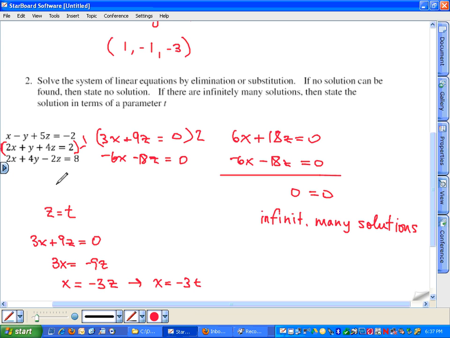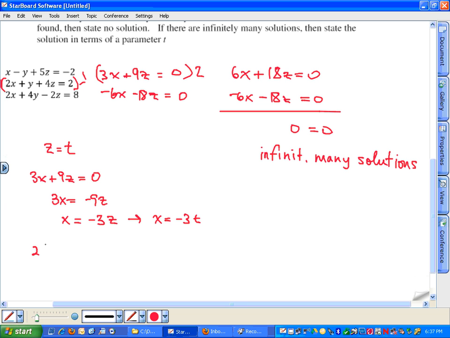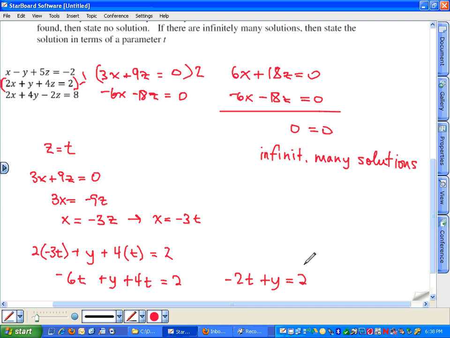Okay. Now we're going to go back up to one of these original equations. I'm going to choose the middle equation, but instead of the x and the z, we're going to make substitutions in terms of t. So this middle equation here is 2 times x, so that's 2 times negative 3t, plus y, plus 4 times z, and z is equal to t, and that equals 2. So this is negative 6t plus y plus 4t is equal to 2. Negative 6t and 4t makes negative 2t plus y is equal to 2. Adding 2t to the other side is going to give us y equals positive 2t plus 2.